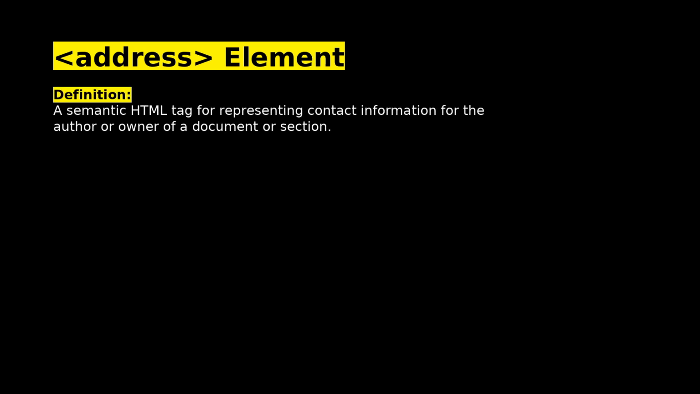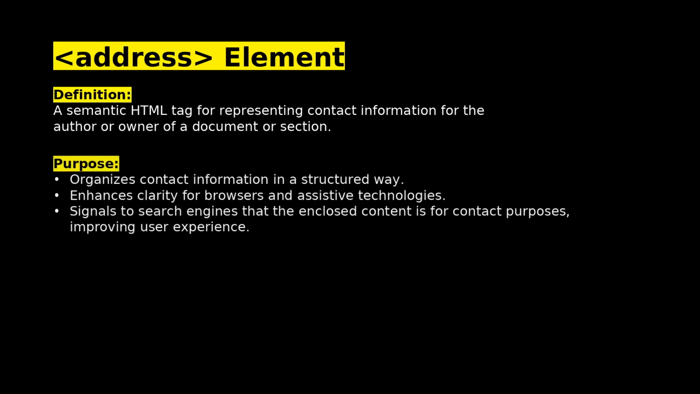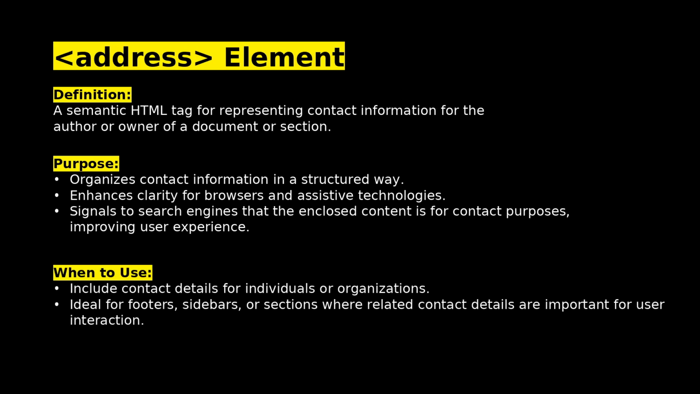The address element is a semantic HTML tag used to represent contact information for the author or owner of a document or section. This element organizes contact information in a structural way, which is helpful for both browsers and assistive technologies. It signals to search engines and accessibility tools that the enclosed content is specifically for contact purposes, improving clarity and user experience. Use the address element when including contact details for an individual, organization, or section-specific author information.